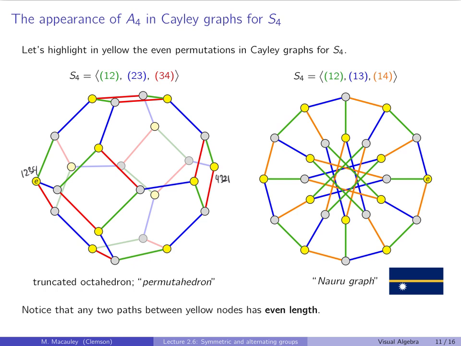And yeah, this 12-pointed star inspired the name of this graph by graph theorists to be called the Nauru graph. So once again, notice the even permutations are in yellow, and it's not a proof that there's the same number of even and odd permutations, or that the definition is well defined, but hopefully it's intuition for why it is true.